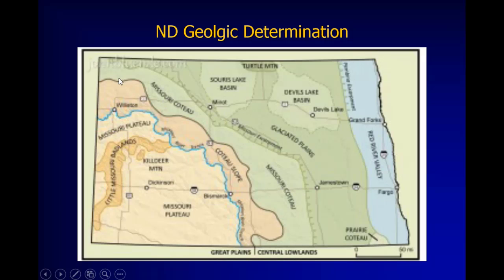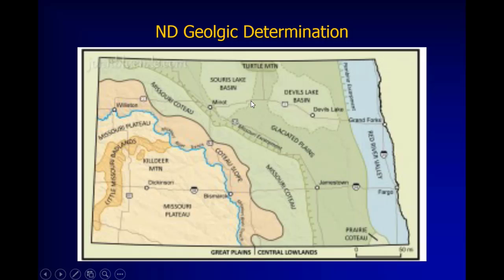Even at Williston, you get up into this Coteau area, which is kind of where you find most of the local aggregate sources for projects in the Williston area, if it isn't imported from Glendive on the Yellowstone River. So I just thought this was kind of interesting.